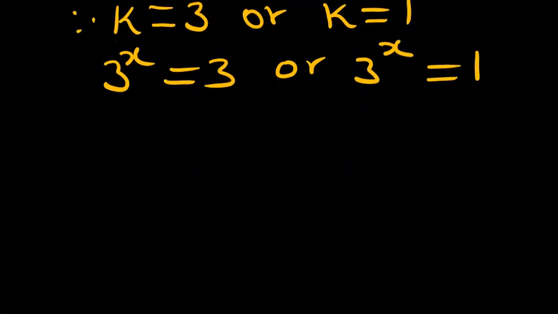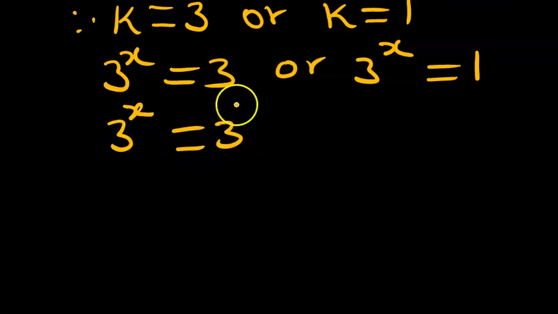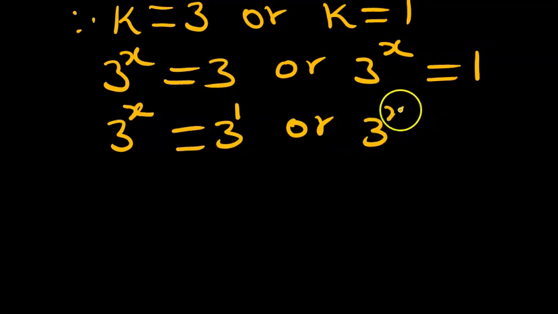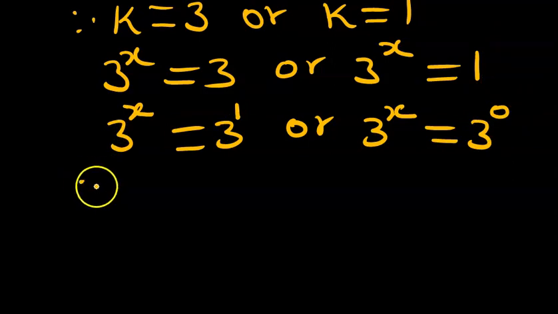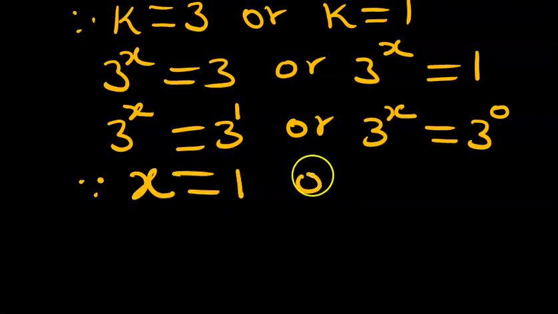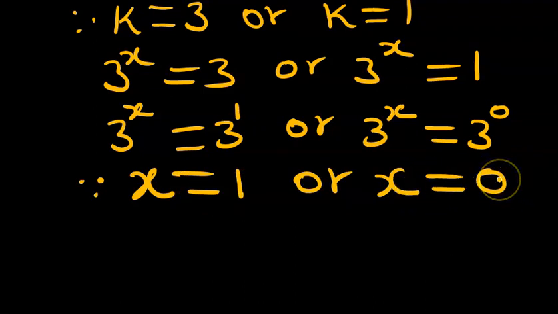Now we need to solve the exponents. This is 3 to the power x, which is equal to 3 to the power 1, or 3 to the power x is equal to, we know that any number to the power 0 is 1, meaning here we will have 3 to the power 0. Therefore, x is equal to 1 or x is equal to 0.